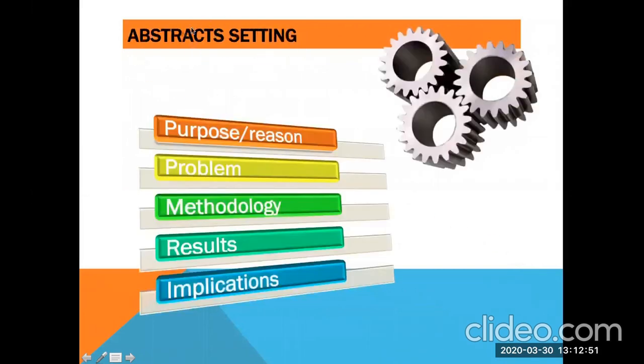In this slide, I will talk about the abstract setting. How is an abstract set to a certain format? The format of your abstract depends on the discipline in which you are working. However, all abstracts generally cover the following 5 sections. An abstract should cover purpose or reason of writing, problem, methodology, results, and implications.